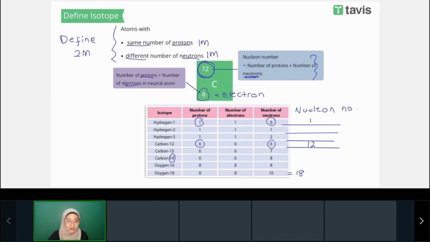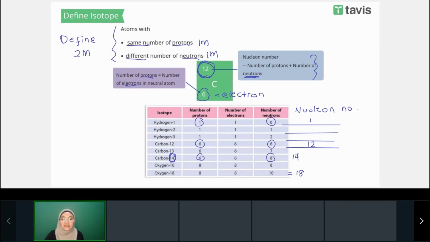Just now the teacher said the nucleon number indicates the name, 14. So is it correct? The formula is proton plus neutron. Proton 6 plus 8, 6 plus 8 is 14. Yes, it's correct. So we just minus it to find the neutron number.